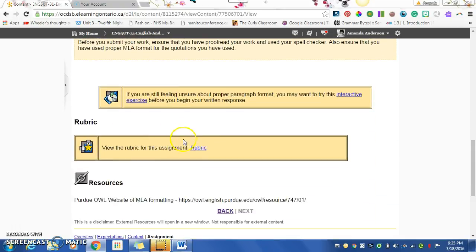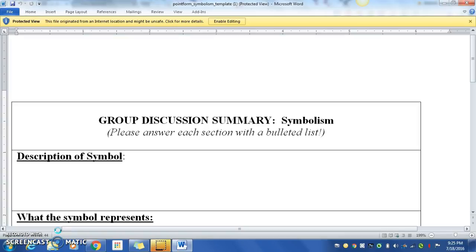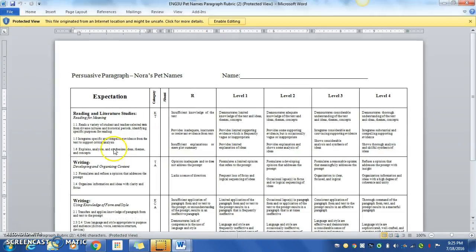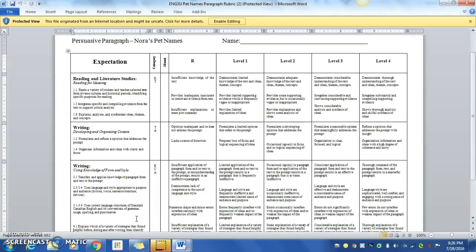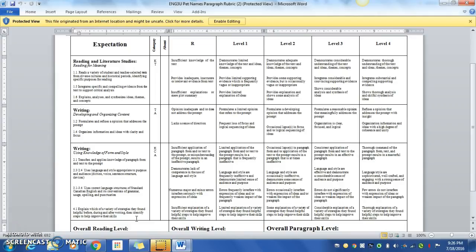and check the rubric if you want to see what it's all about. The rubric is very similar and might actually be identical to the rubric from The Strangers That Came to Town. So I'm looking for evidence of you reading the story. I'm looking for evidence of you being able to form an opinion and organize your ideas. And I'm looking for evidence of you being able to write in paragraph form, use proper language and style, so that's your spelling and grammar. And finally, what strategies you use, so that's the reflection piece.